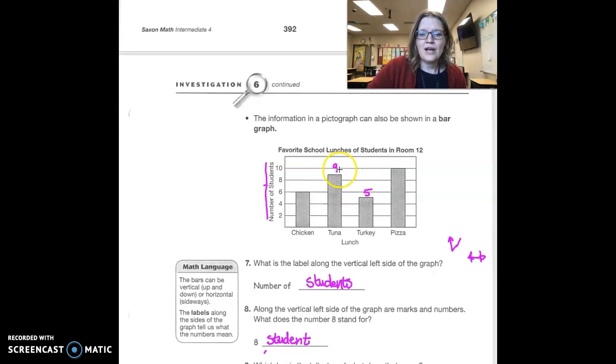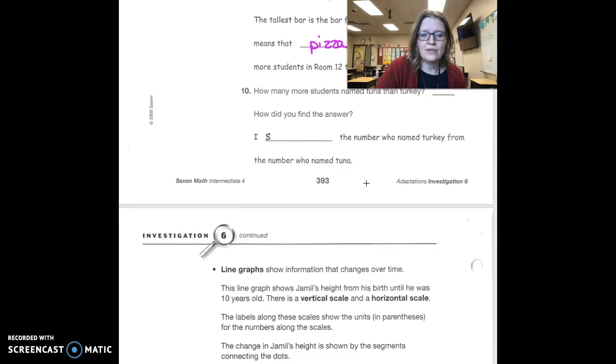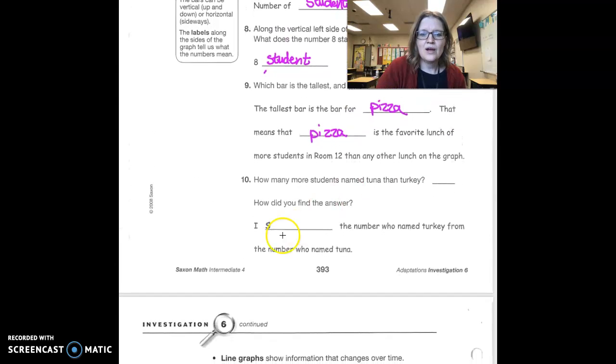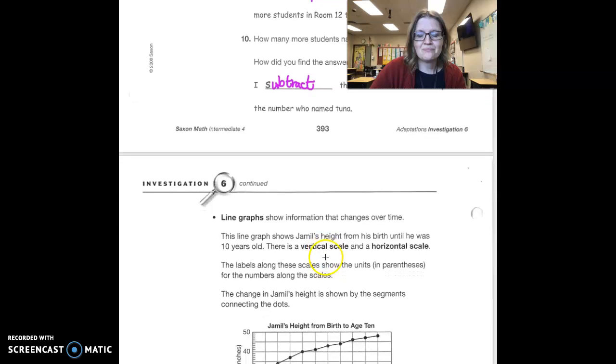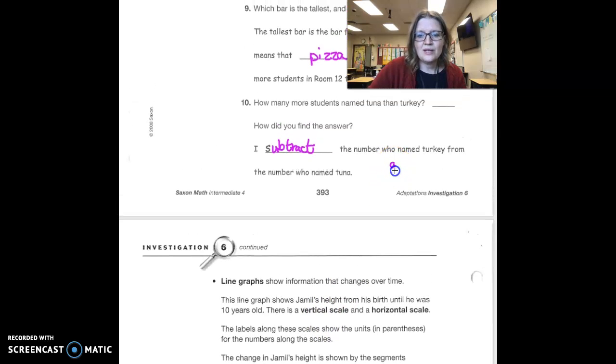So we have 9 here, 5 here. Let's go back and do the data. If we know the difference, then we subtract the number who named turkey from the number who named tuna, which would be 9 minus 5, and the difference is 4. 4 more students named tuna rather than turkey.